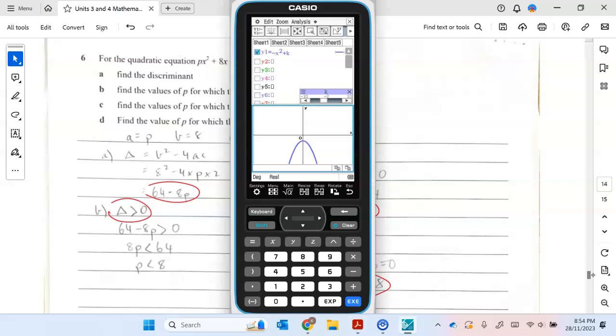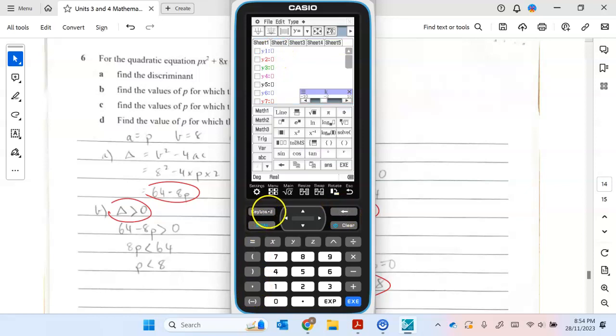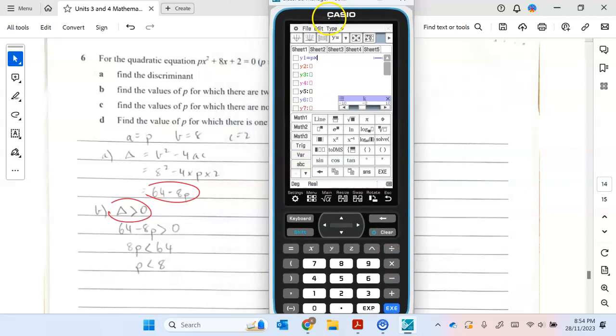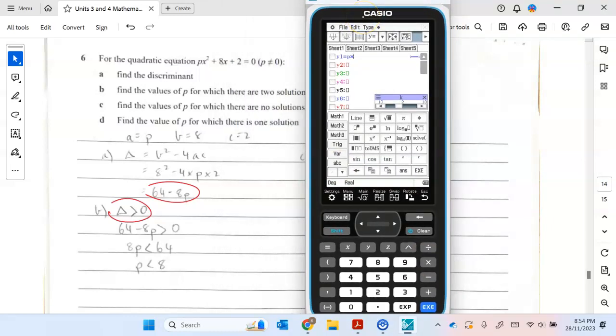Now on your calculator, you can actually write this. Let's just quickly do it, because sometimes it blows students' minds, like, oh my gosh, look what the calculator can do. So let's go back. We're just typing this expression in. P times x, do make sure if you've got multiple letters that you put a times sign in between. So x squared plus 8x plus 2.